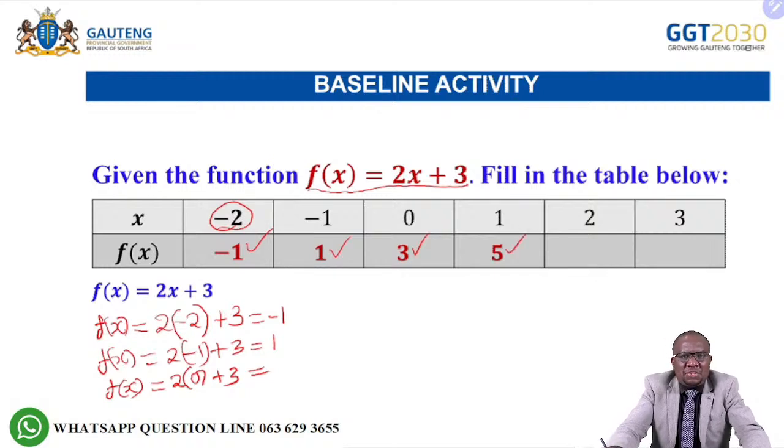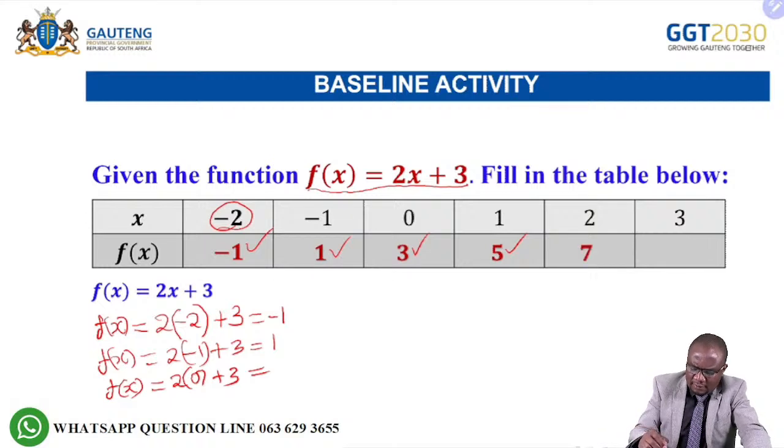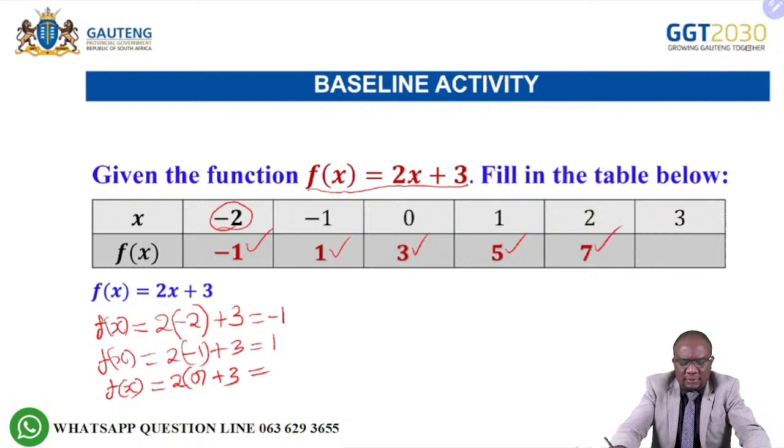And then if x is 2, where there's x, put 2. It is going to be 2 times 2 plus 3. What is 2 times 2 plus 3? It is 7. Let's mark that.